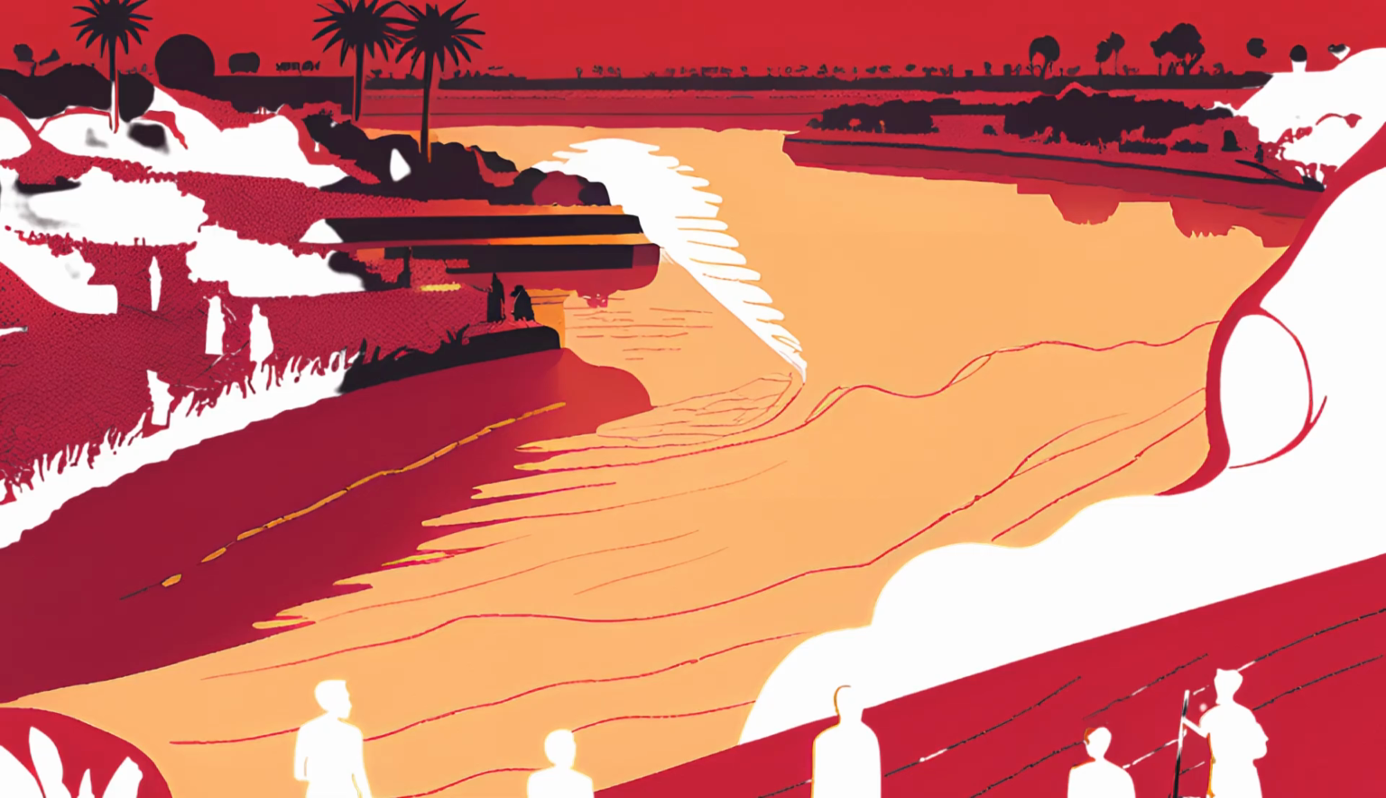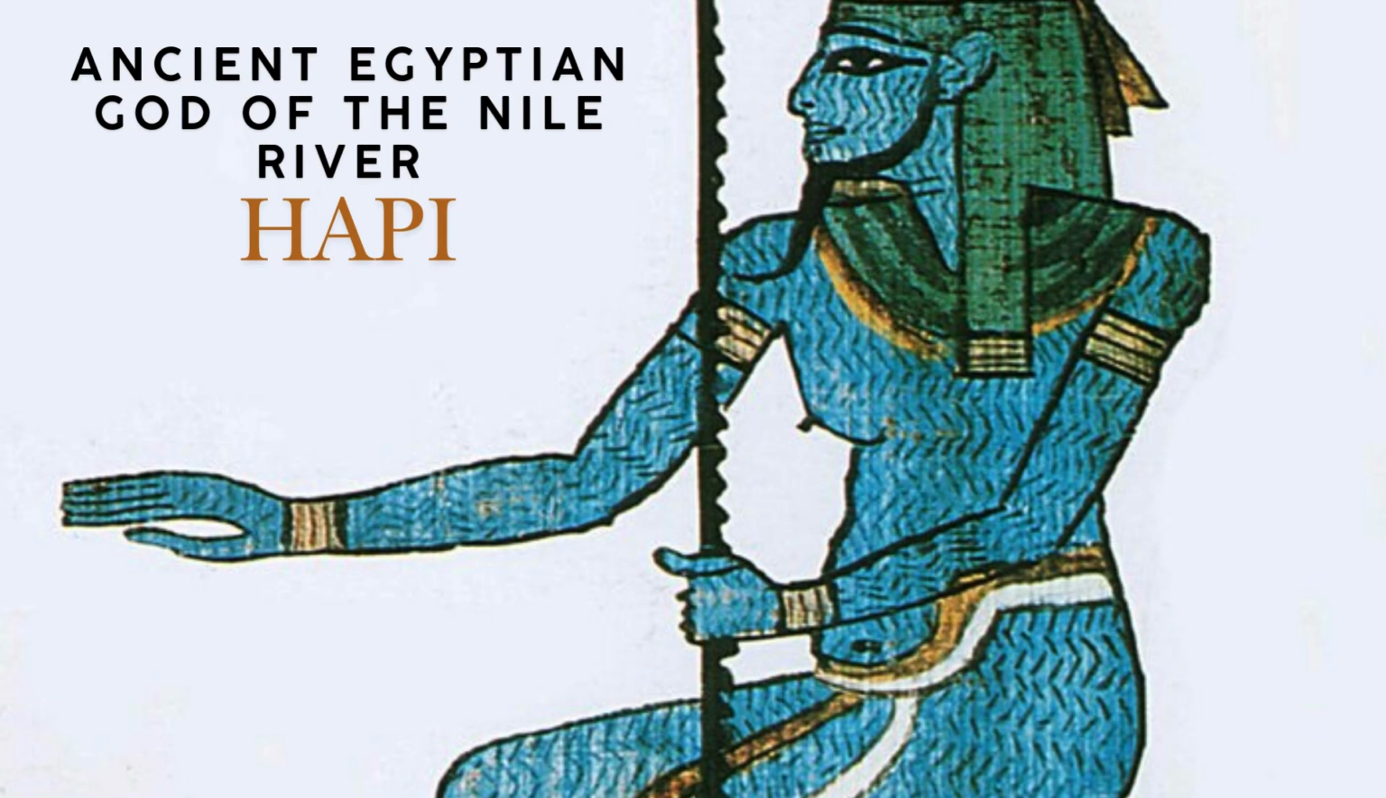This challenged Egypt's reliance on the Nile, considered sacred and life-giving. It also directly attacked Hapi, the Egyptian god of the Nile.